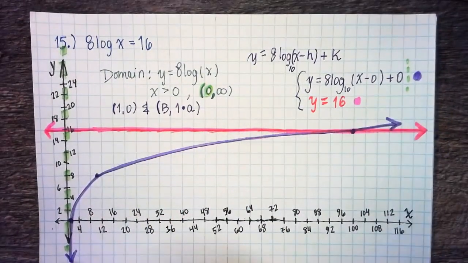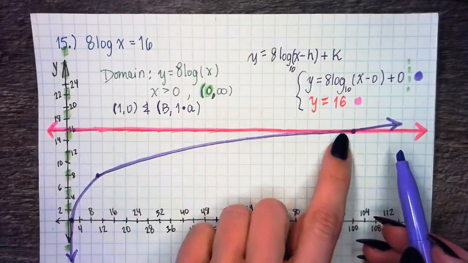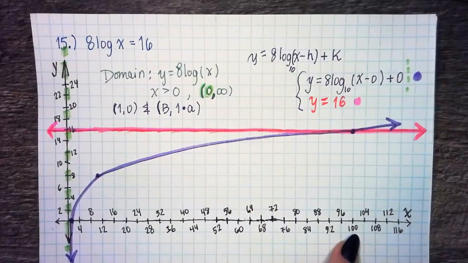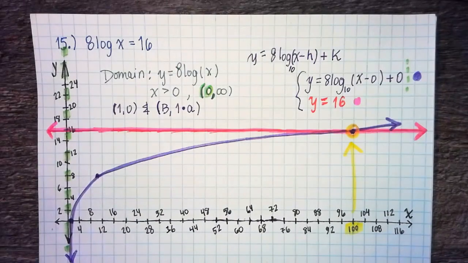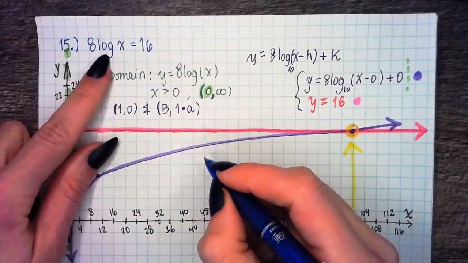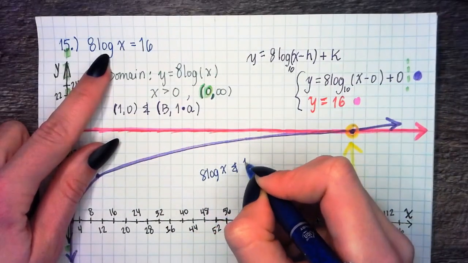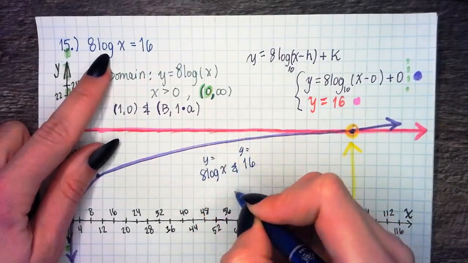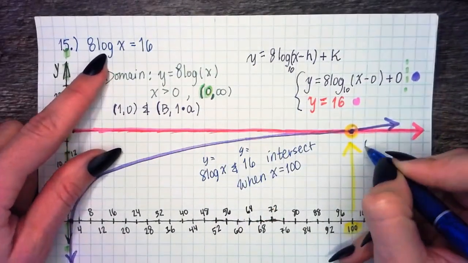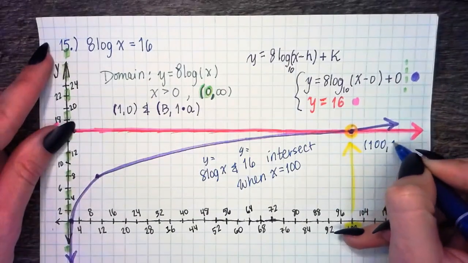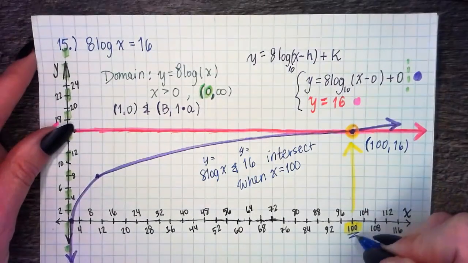So here we go. We have our log function and our horizontal line, and they both cross each other when x equals 100. And that's exactly what we said that the answer was. So when we're solving an equation like this, we're basically saying 8 log x and 16, y equals and y equals, intersect when x equals 100. If for some reason you needed the ordered pair, it's going to be 100 comma 16, but that's not what we're looking for when we're solving for x. We're really just looking for the x value.